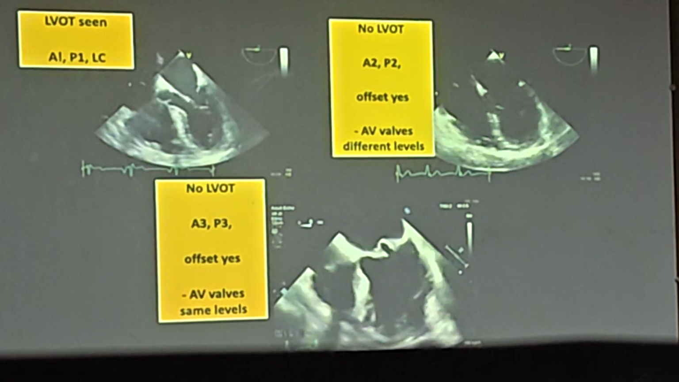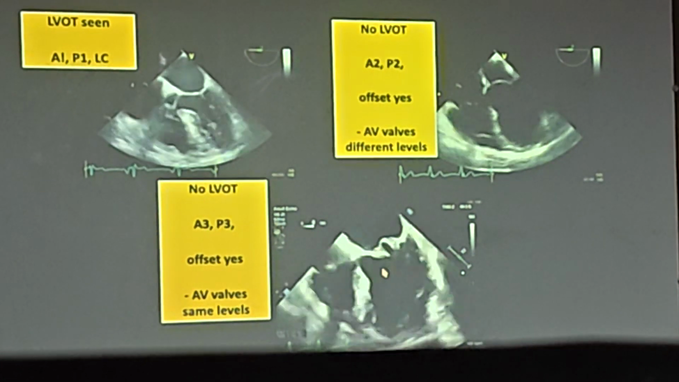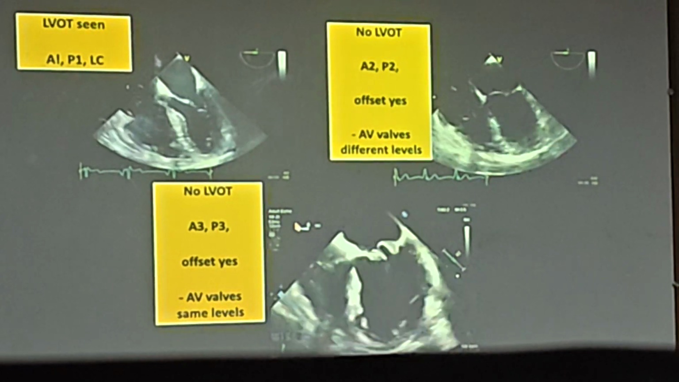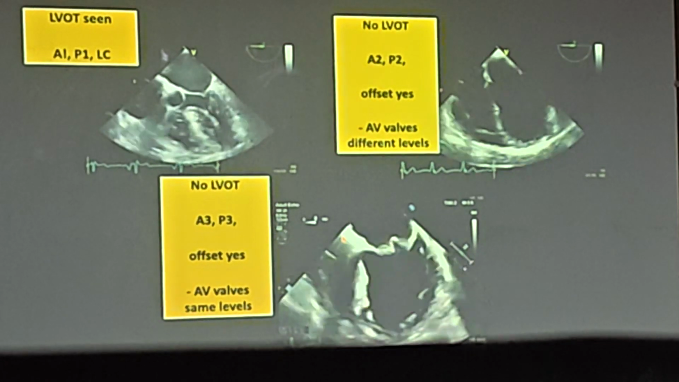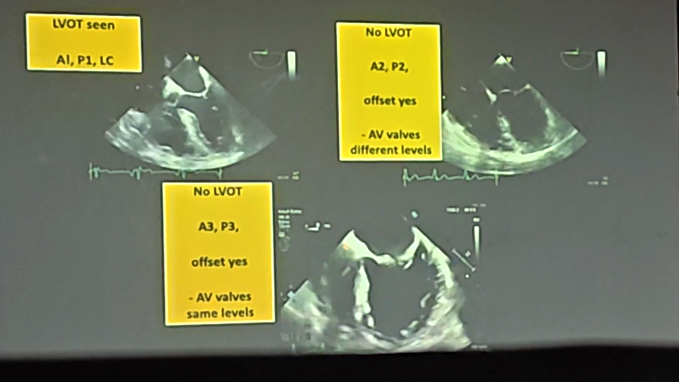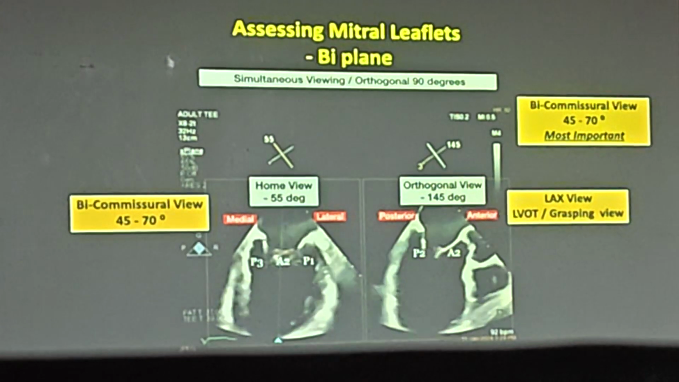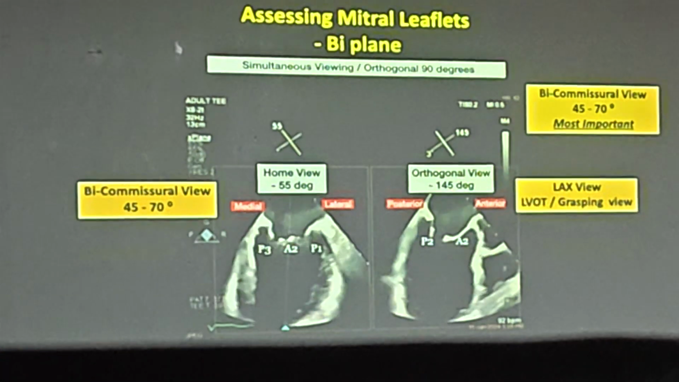But the moment you push it further down, you can see that the offset is not there, they are at the same level. So then it becomes A3, P3 here. These are some fine points when you are looking at how to differentiate A1, P1, A2, P2. It's just about pulling the probe up and down, and you get to see the different segments over there.